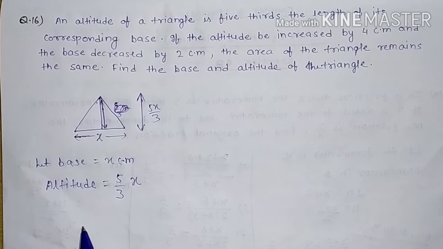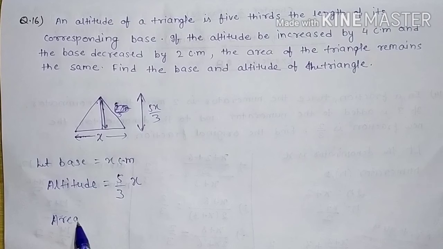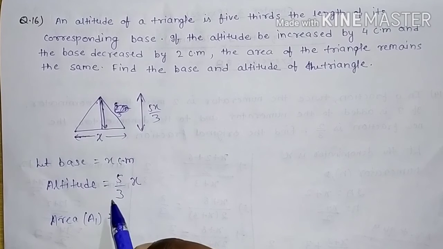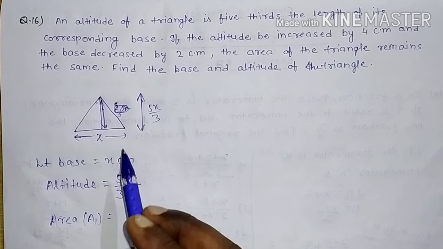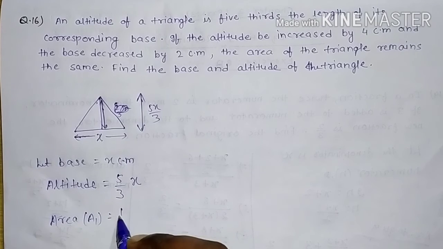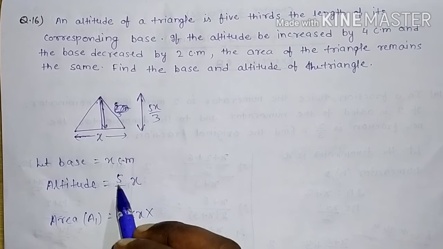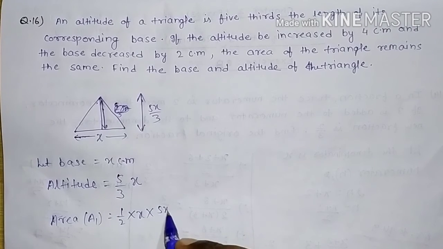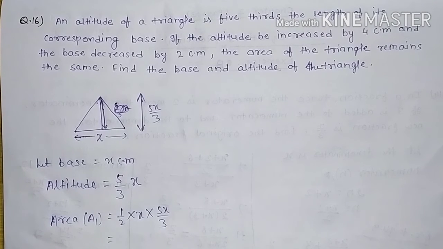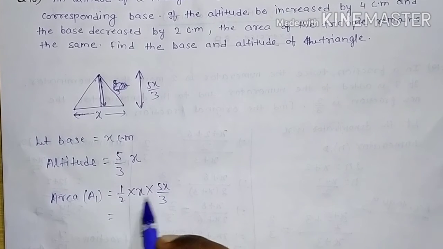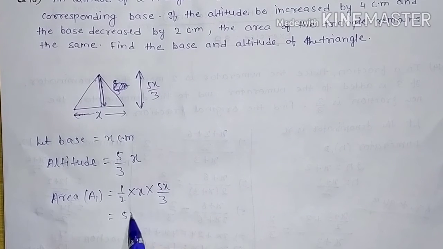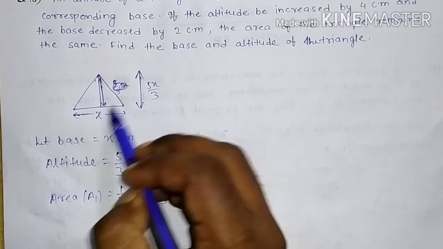Now the area will be, let's suppose, A1. We know that the formula for the area of a triangle is half into base into height. So put the values: half into base, which is x centimeter, and height is 5 by 3x, so we can write 5x upon 3, and just solve it. This is x into 5x, that is 5x square, and 2 3s are 6. So this is area A1 of the triangle.